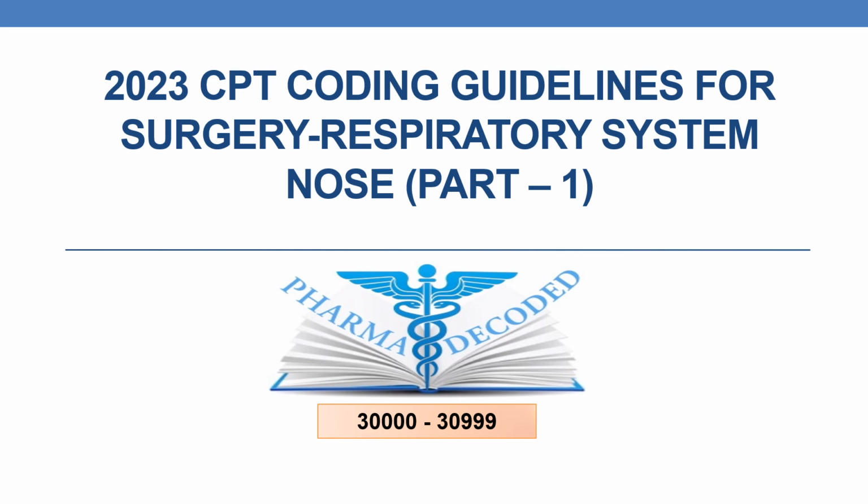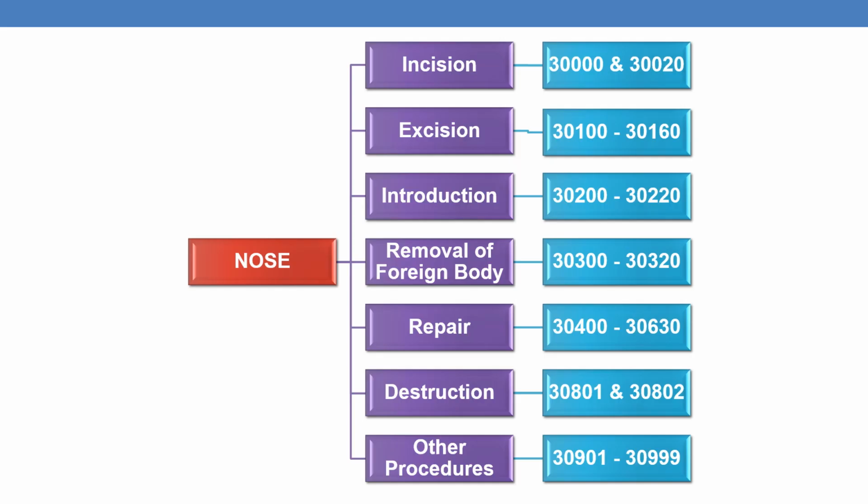Hello everyone, now let us discuss the 2023 CPT coding guidelines for surgery, respiratory system part 1. In the current session, we will be discussing the CPTs regarding the nose. The CPT range is 30000 to 30999. The nose is categorized into the following subtopics: incision, excision, introduction, removal of foreign body, repair, destruction, and finally other procedures.